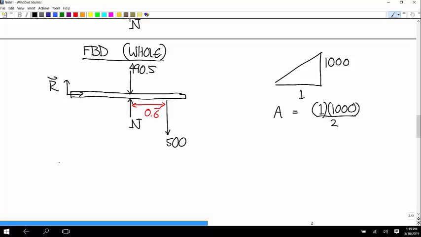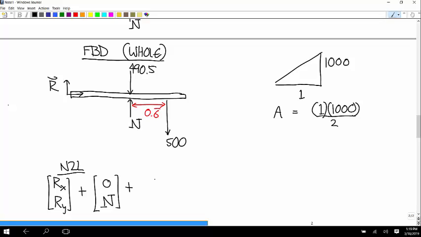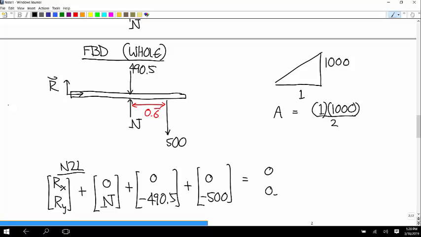And so now Newton's second law says Rx, Ry plus 0, N plus 0, negative 490.5 plus 0, negative 500 is equal to zeros.